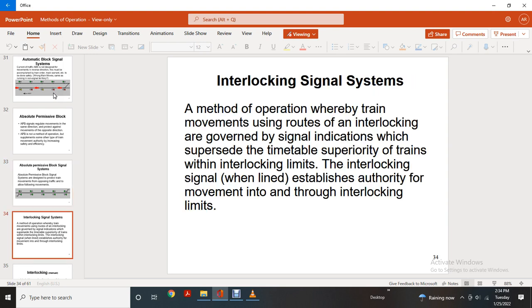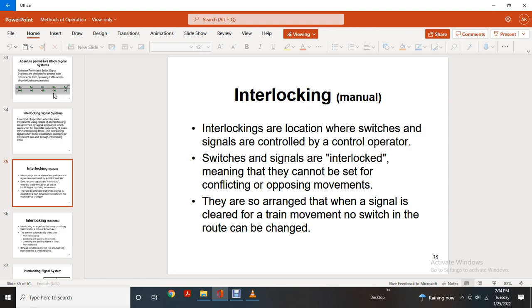Interlocking signal system is a method of operation whereby train movement using a route through the interlocking is governed by signal indication, which supersedes the timetable superiority of the train. Interlocking limits establish authority for the movement into and through the interlocking limits. Interlocking switches and signals are controlled by the controller, and the switch and signals are interlocked, meaning that a signal cannot be cleared for a conflicting opposing movement.